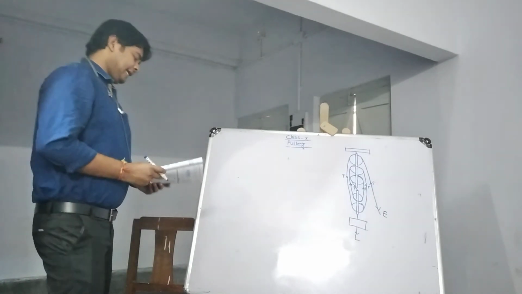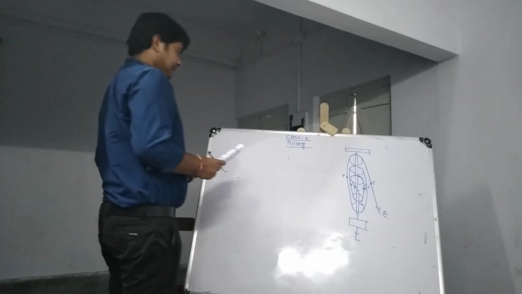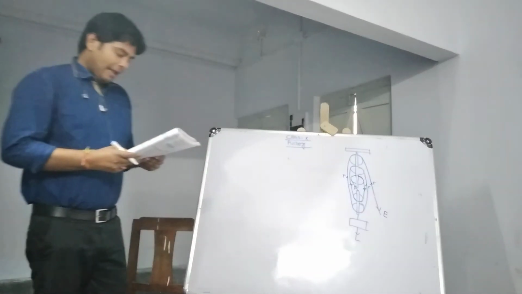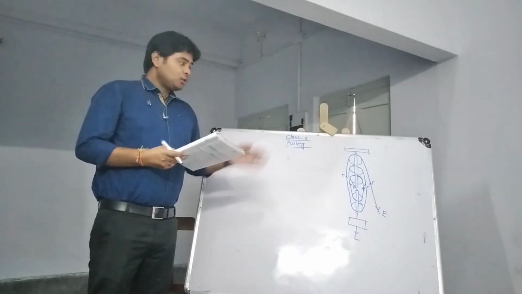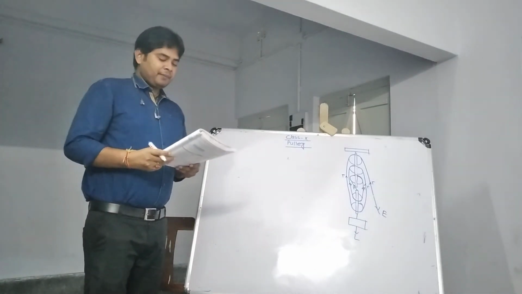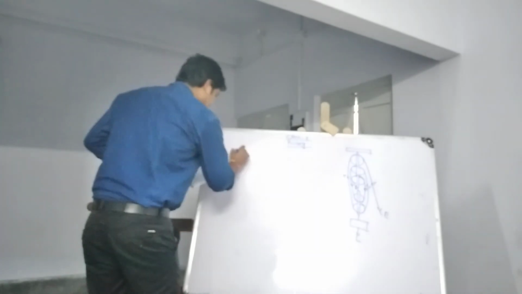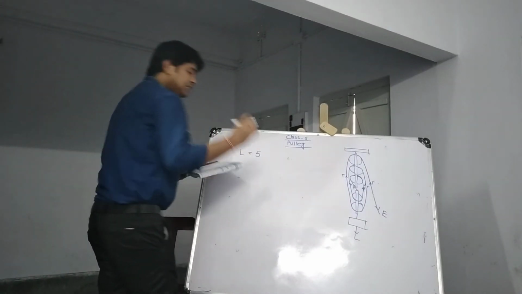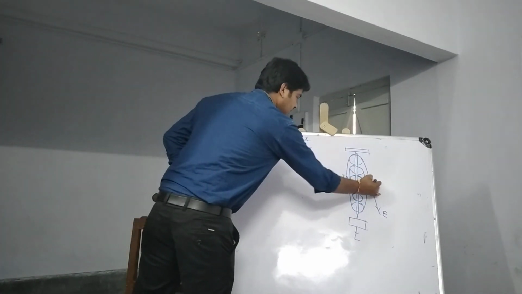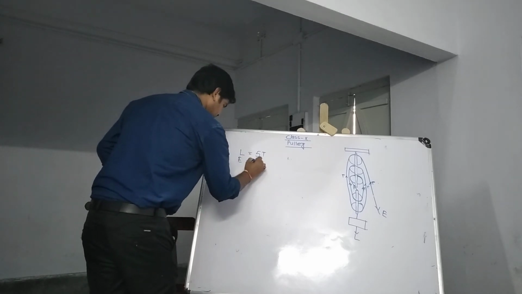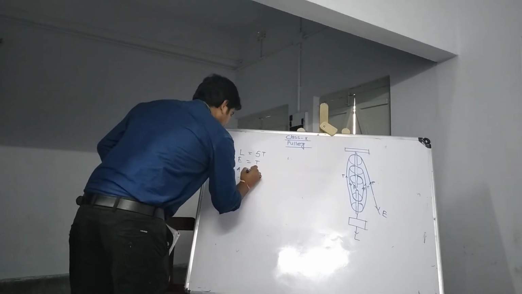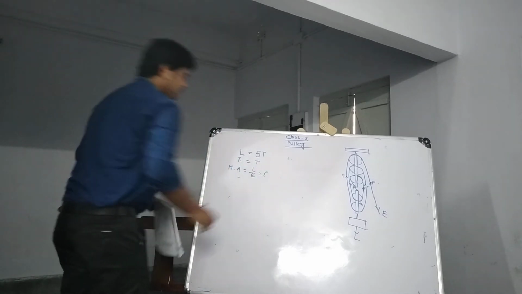So in this block and tackle system, the number of segments of the string supporting the pulley is 5. The tension in the 5 segments supports the load L. Therefore, we can write that load is equal to 5T. Look here, effort is equal to the tension T. From this, mechanical advantage is equal to load by effort, which equals 5.